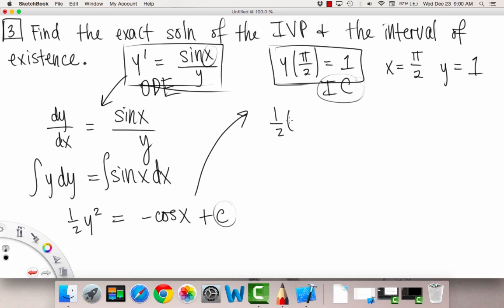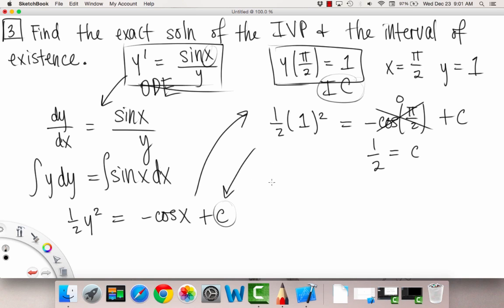So we have 1/2, instead of y, we're going to plug in a 1 here, squared, is equal to negative cosine, and x is pi over 2, and then we have plus c. And cosine at pi over 2 is going to be 0. So our c is going to be equal to 1/2. Now that we have that, we can plug it back in to form a particular solution. So we have 1/2 y squared is equal to negative cosine x plus 1/2 for our c, because we just found that out.